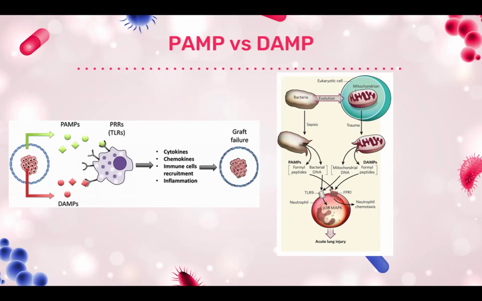DAMPs are damage-associated molecular patterns, and they're very similar to PAMPs in that they're recognized by PRRs in order to mount an immune response. DAMPs are released from cells that are either stressed or injured and may pose a threat or otherwise need to be removed.